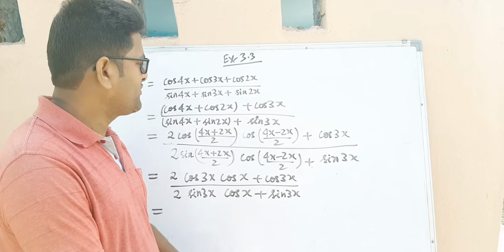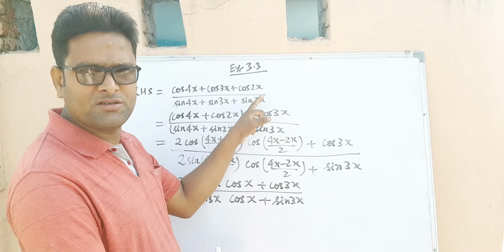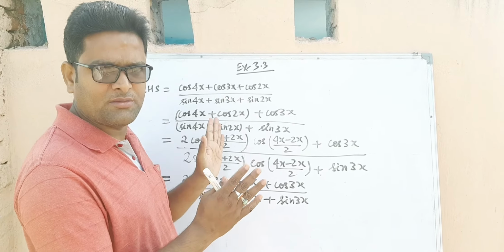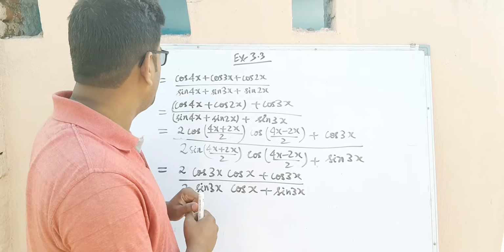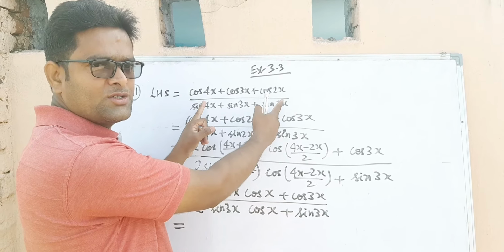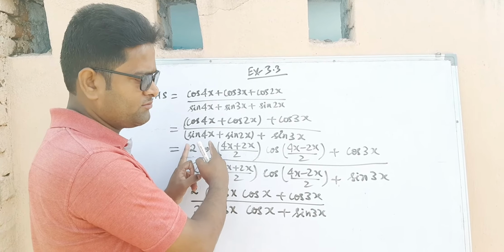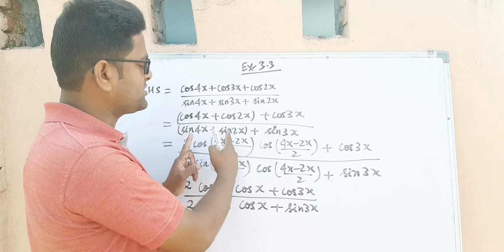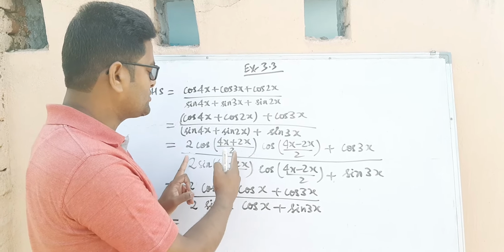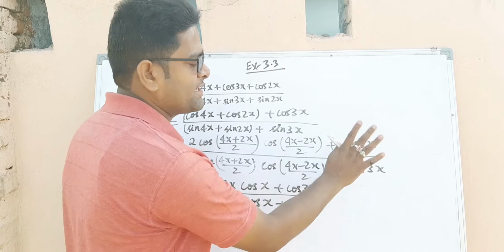Now everyone, we have to see this trick. Either the sum of the angles divided by 2, we should get the other functions. Now see, cos 4x plus cos 2x, here I have added sin 4x plus sin 2x. Now see, cos C plus cos D, you know the formula: 2 cos((C+D)/2) into cos((C-D)/2). Here also sin C plus sin D is 2 sin((C+D)/2) into cos((C-D)/2). Leave these as it is.